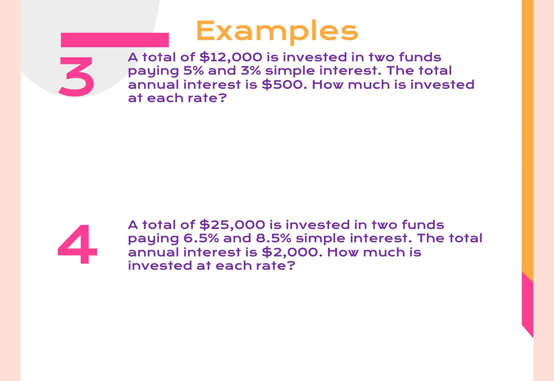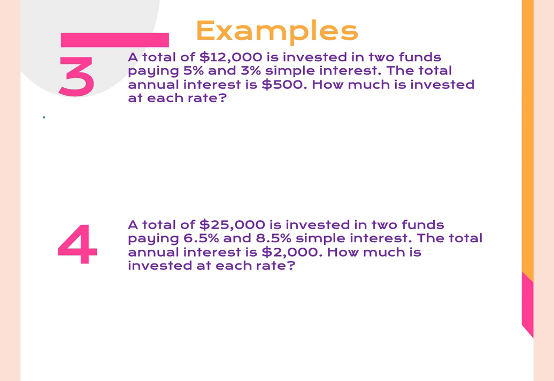The first one says, a total of $12,000 is invested in 2 funds paying 5% and 3% simple interest. The total annual interest is $500. How much is invested at each rate? So for most of these, they're going to give you a total amount invested. So I want to set up an X and a Y for each of the 2 different accounts. In this case, you've got a 5% and a 3%.